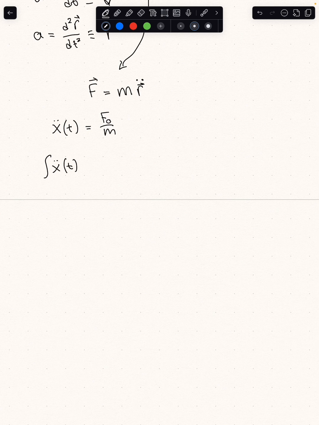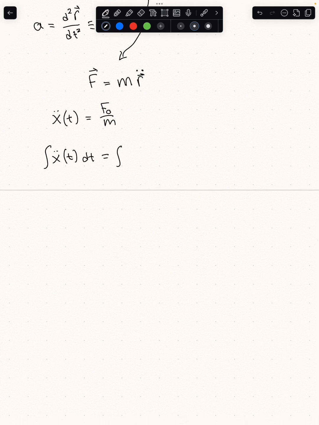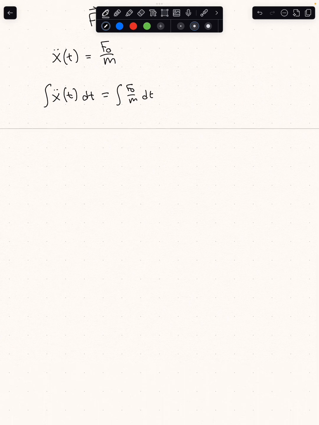x double dot of t, and we're going to do it with respect to time, integral of F naught over m dt. What we are going to get is, from integration rules, one of these derivatives goes away, so we have x dot of t equal to F naught over m of t plus some constant, and this constant is going to be the initial velocity.